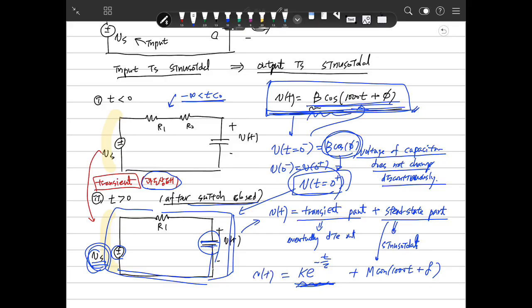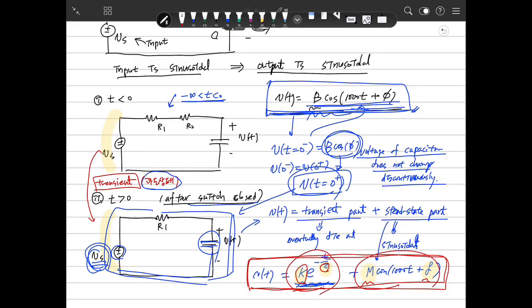So to get V, we need to know M, delta, tau and K. This is the general form of the first order electric circuit. By using KCL or KVL, we need to find tau and M and delta, and K will be obtained by using the initial condition later. So this is the form of the first order circuit voltage. It consists of the transient response and the steady state response.